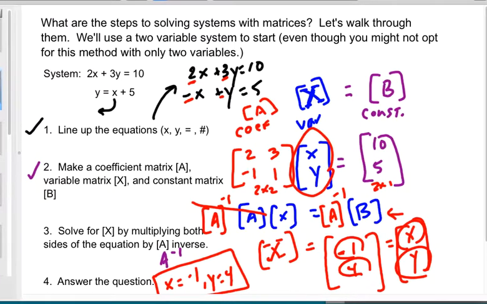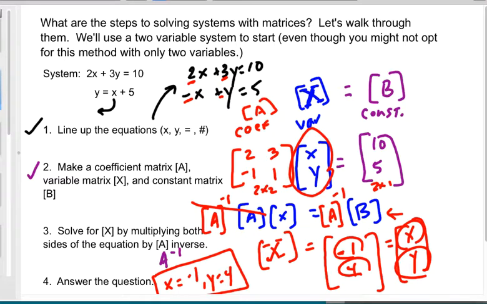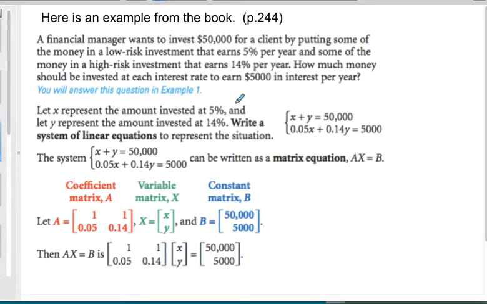So what we're going to do now is walk through some more problems like that. Here's the book's actual first example. This is the example from the book where they walk you through the same concept, but I think in a harder way because they started with a word problem. A financial manager wants to invest $50,000 for a client by putting some of the money in a low-risk investment that earns 5% and some in a much riskier investment that earns 14% per year. How much money should be invested at each rate in order to earn $5,000 of interest per year?